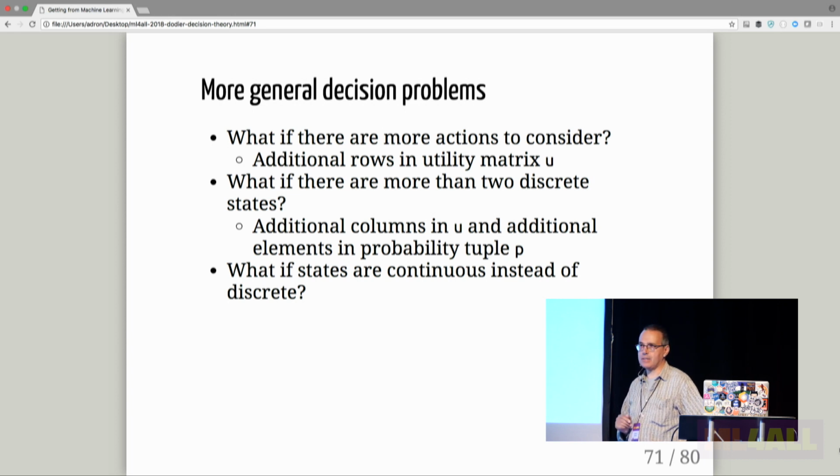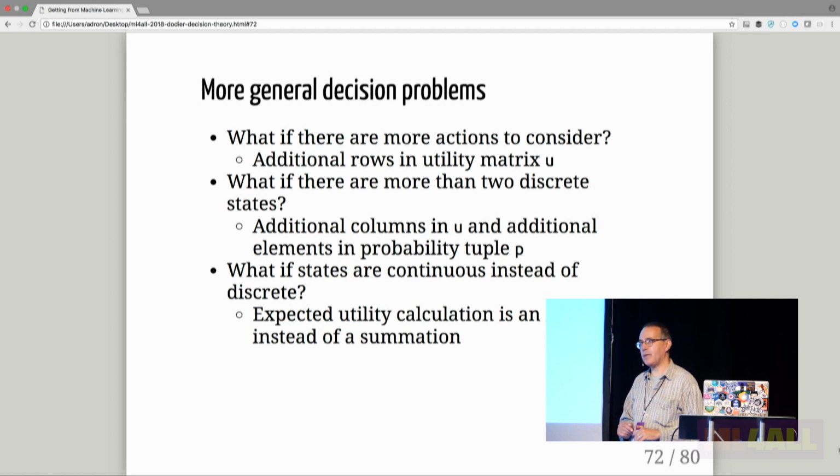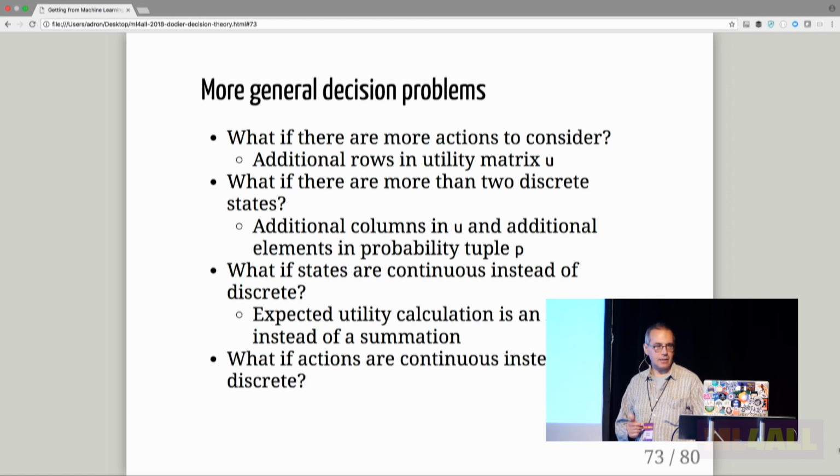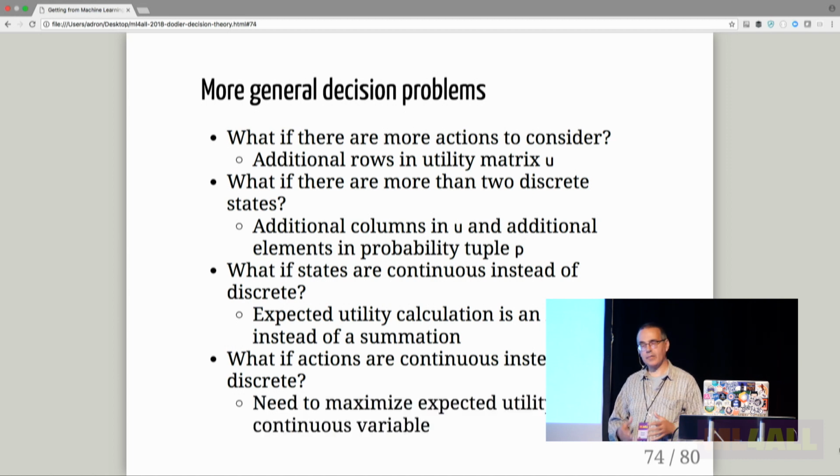And what if the states are continuous instead of discrete? That means that the expected utility calculation is going to be an integral instead of a summation, going from the discrete to the continuous case. And what if actions also are continuous instead of discrete? Then we're going to be maximizing over a continuous function. So in each case, there's an obvious way to go to the more general case, building on the very simple weighted sum that we started out with.